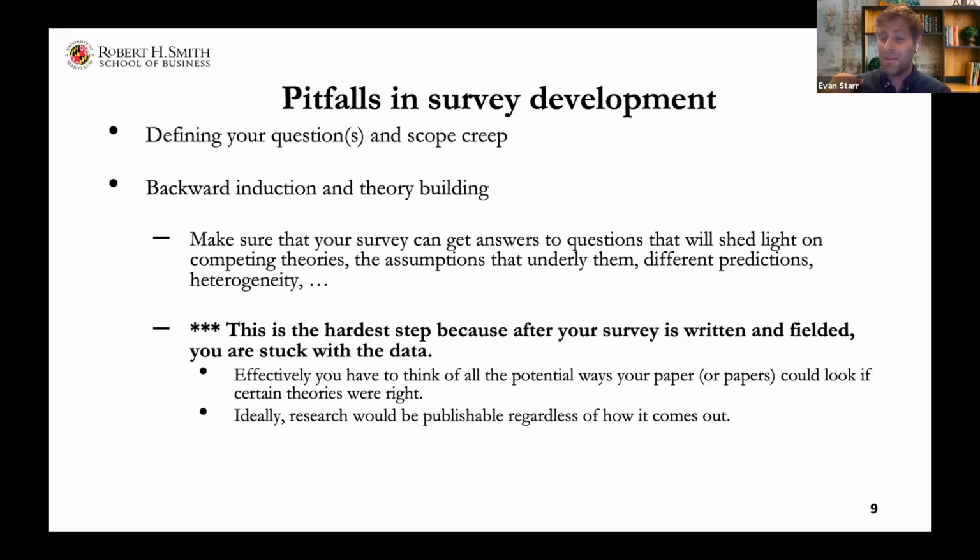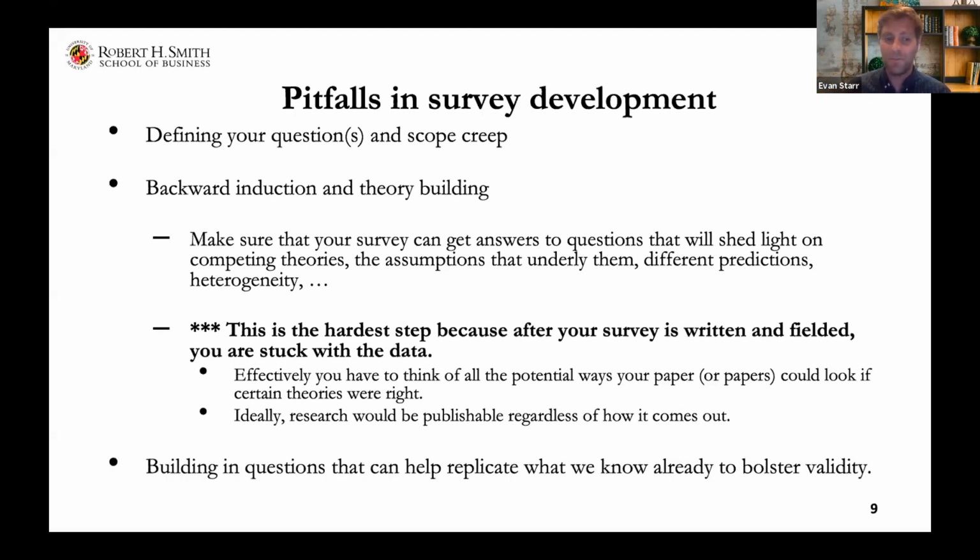And so what I want to say here is, I think surveys are best used when either way, it's going to be a big contribution. Importantly, also in survey development, if you don't bundle in questions that can help replicate what we already know, people can discount your work. The reason is they're like, oh, all of this is new and great, but does it actually replicate what we know previously, right? And if you can't show that, then people are going to discount the quality of what you're showing them. So it's really important to be able to replicate prior work here.